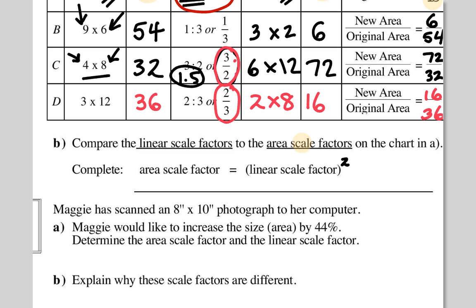And then I'll show you how simple this actually is when we do the homework problems. It's essentially just the linear scale factor squared. Okay?